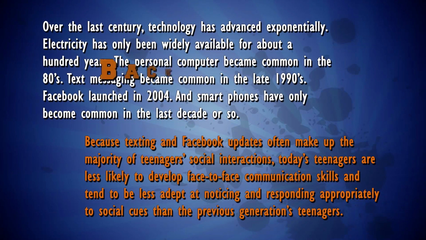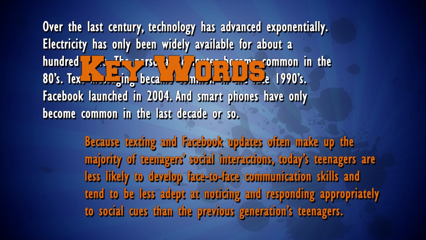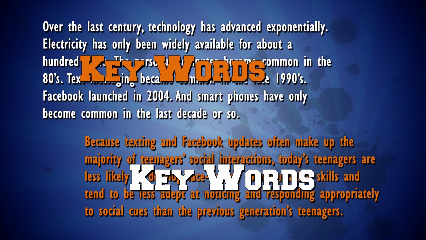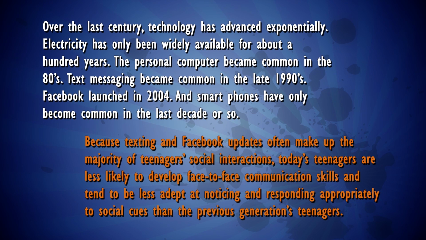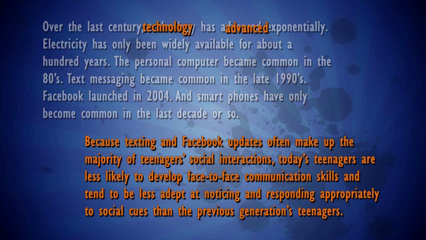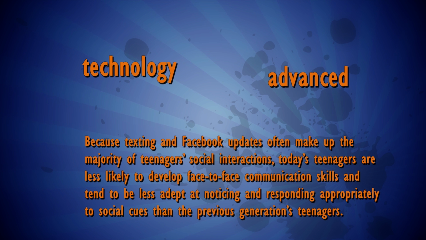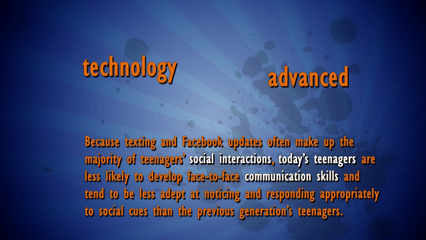To do this, look at your two parts. Find some key words in your background section and some key words in your thesis statement. Then, craft a sentence or a few sentences that combine those key words. So in this example, the main keywords from the background section are probably technology and advanced. The keywords from the thesis might be today's teenagers, social interactions, and communication skills.